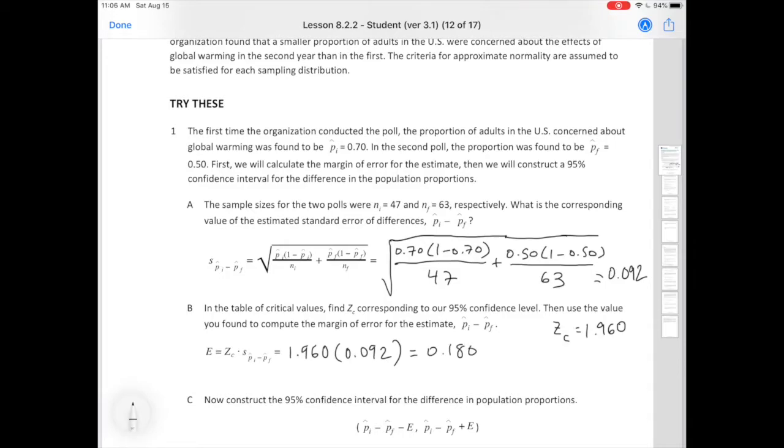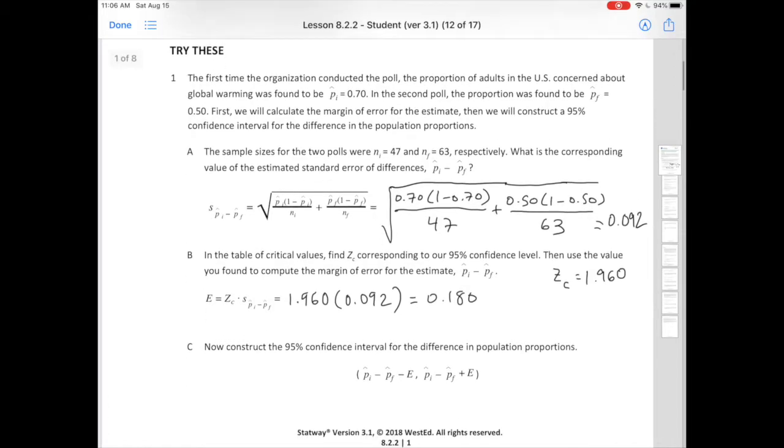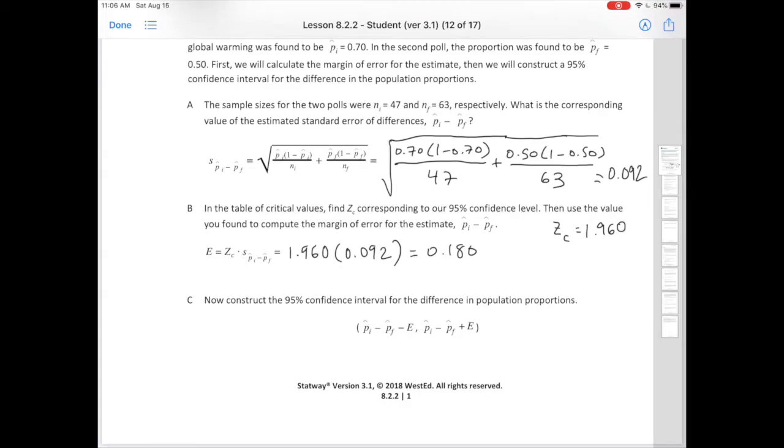So this is our margin of error. Remember what the margin of error is? This is how much we go up and down from our point estimate in order to figure out where the true answer likely sits. We are going to figure out what both ends of this confidence interval are so that we can write it down. So what is p̂_I minus p̂_F minus E? What is p̂_I minus p̂_F plus E?